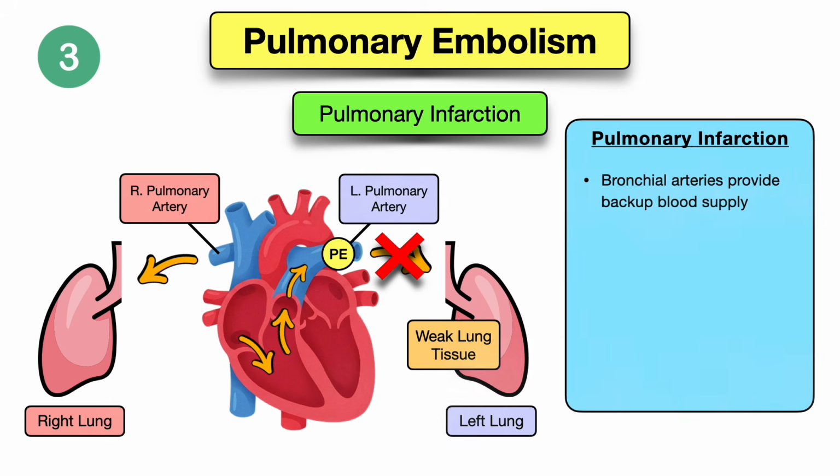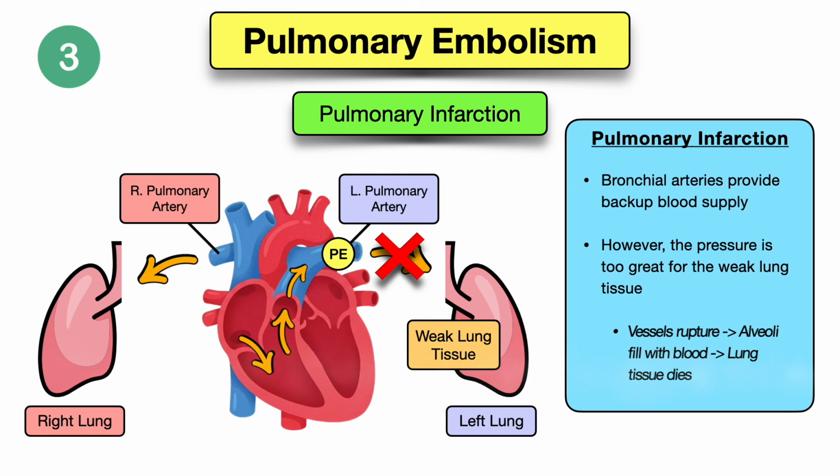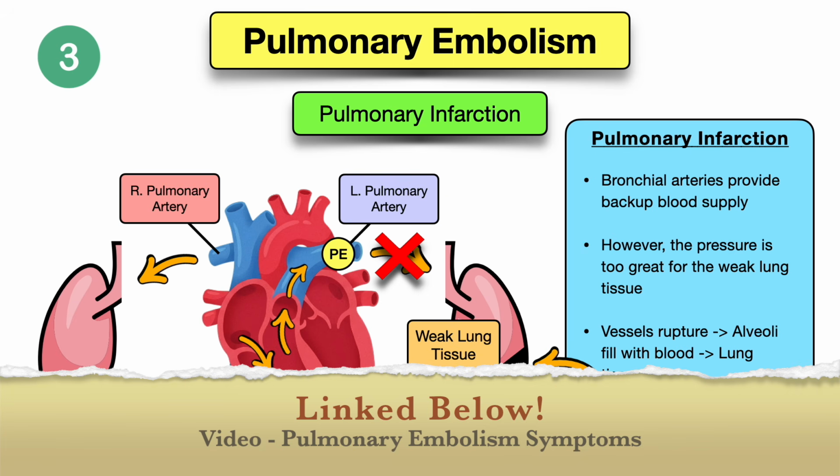There is also backup blood supply from the bronchial arteries, but the pressure is too much for the weak lung tissue, and the vessels can burst. This can cause the alveoli to fill with blood, and the lung tissue dies. This leads to a pulmonary infarction. You can see how this can cause symptoms like hemoptysis, which is coughing up blood.